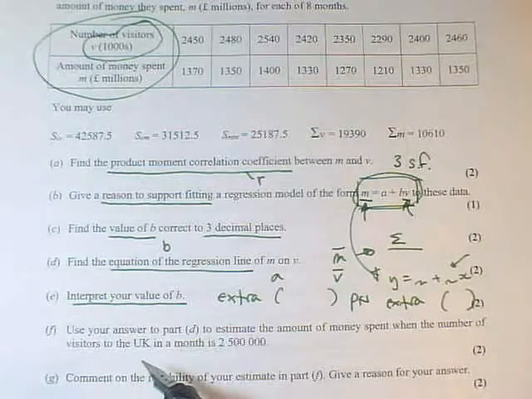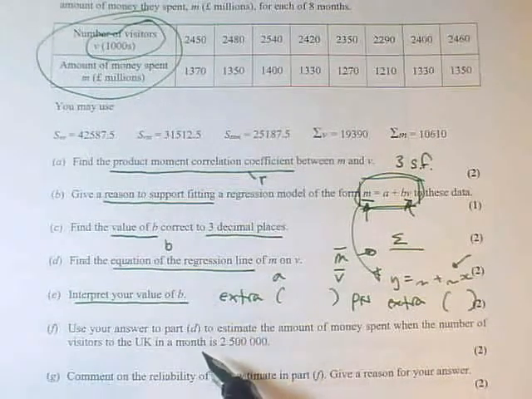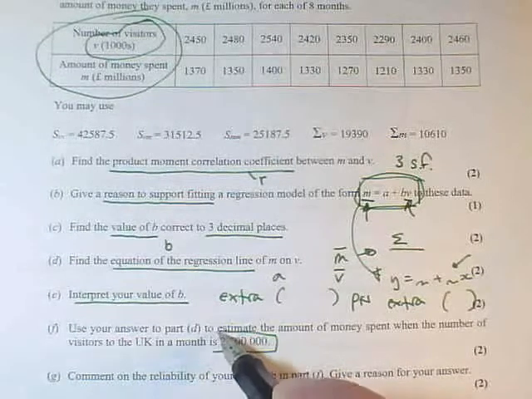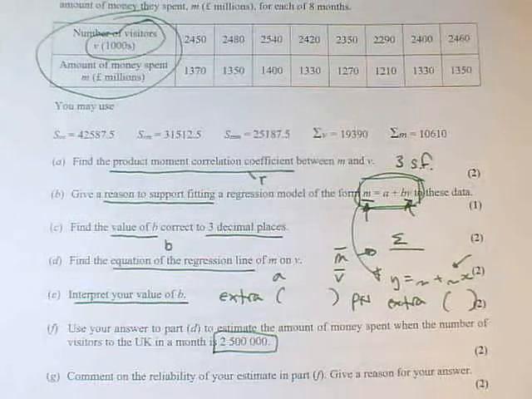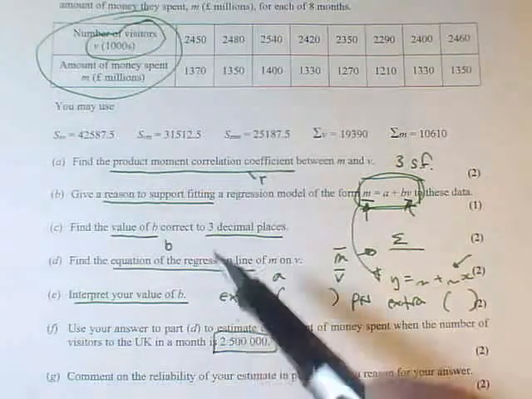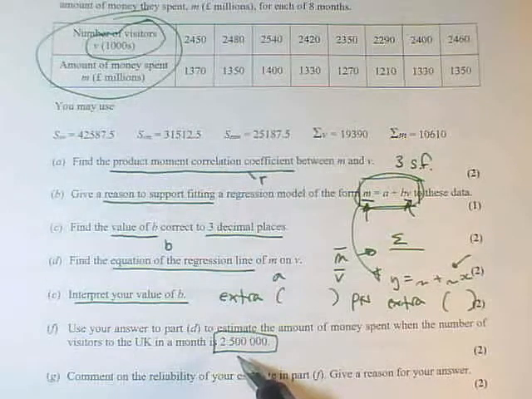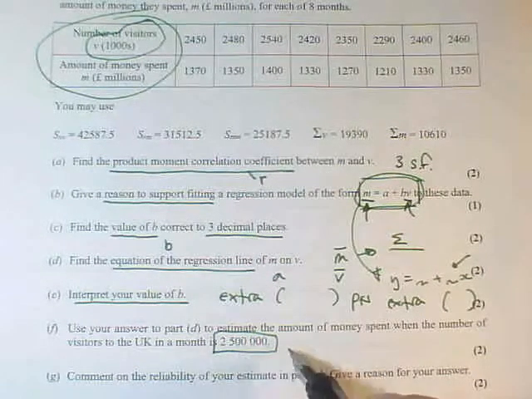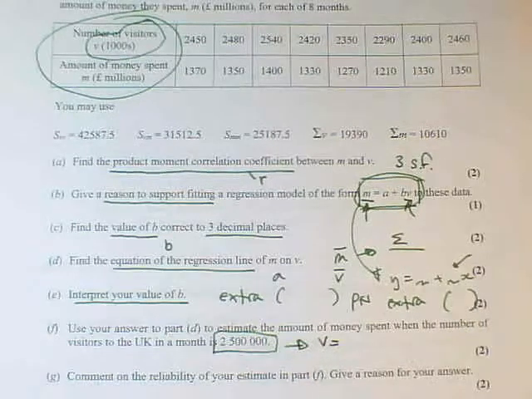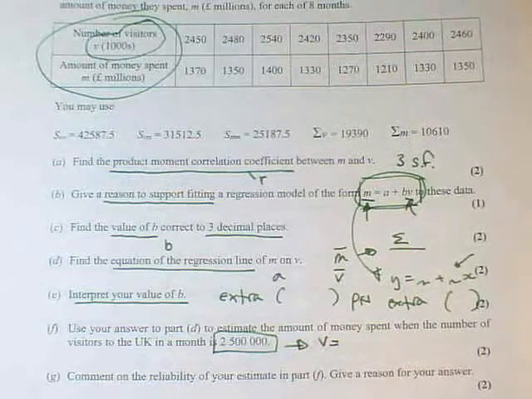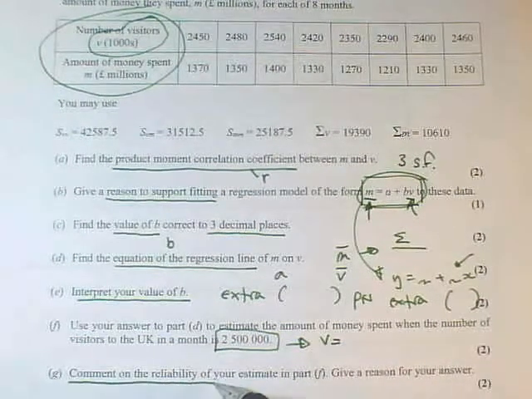Part F ought to be dead easy because it's just using your regression equation with a value they give you for V, except V does not equal this number here. If you use V as that number there, you're going to get 0 out of 2. V is the number of visitors in thousands. So we need to know how many thousands this is to get a value for V. So you get the correct value for V, plug it into your regression line, and then you will get the right answer. And then we've got to comment on the reliability of that estimate.